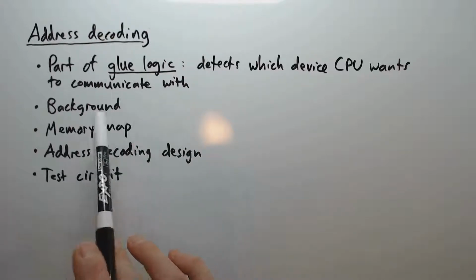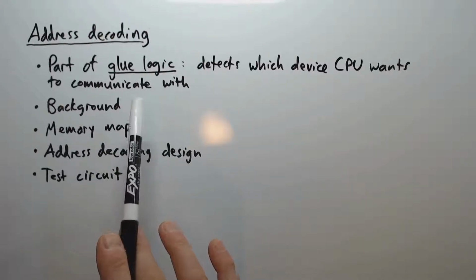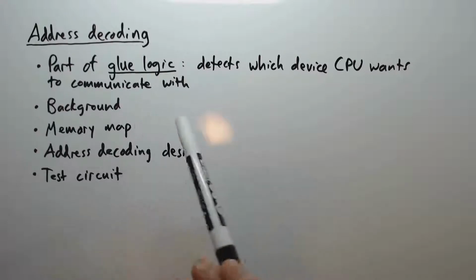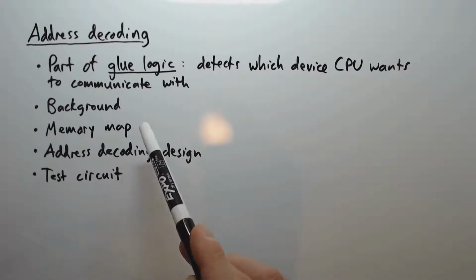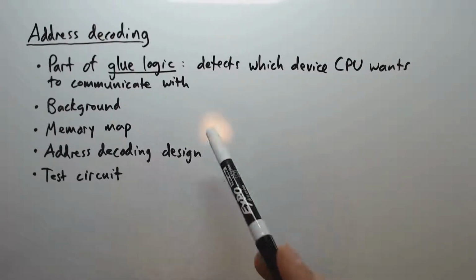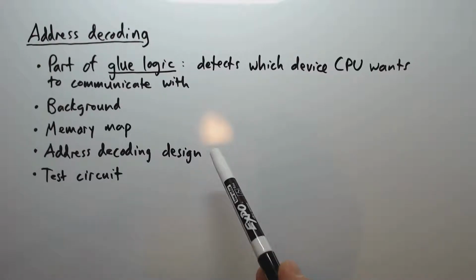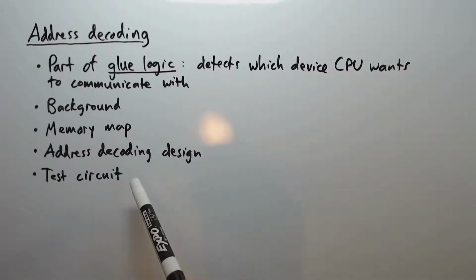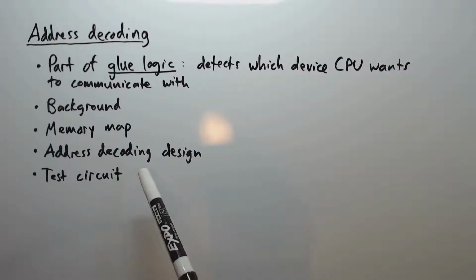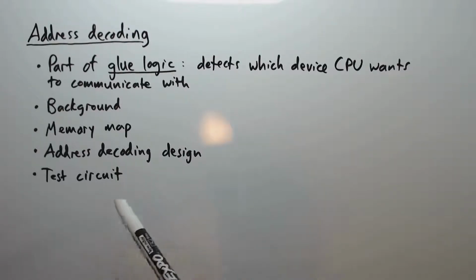We'll talk about the background of both glue logic in general and address decoding in particular. We'll design a memory map for our 8-bit microcomputer. We will design the address decoding logic, and then we will see a test circuit and show how generated addresses result in chip-enable signals for our various planned devices. All right, let's get started.